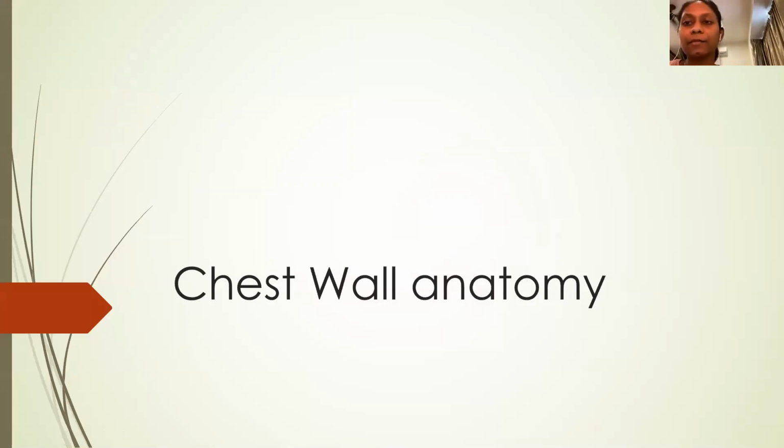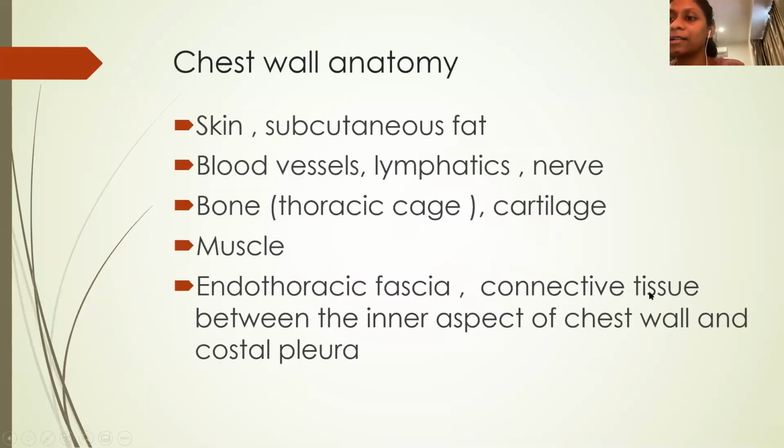So today I will proceed with the chest wall anatomy. I'll be speaking about the skin, the subcutaneous fat, the blood vessels, the lymphatics, the nerves, the bones of the thoracic cage, the cartilage, and the muscles around it, the intercostal muscles. I will also talk about the endothoracic fascia, which is a connective tissue between the inner aspect of the chest wall and the costal pleura.